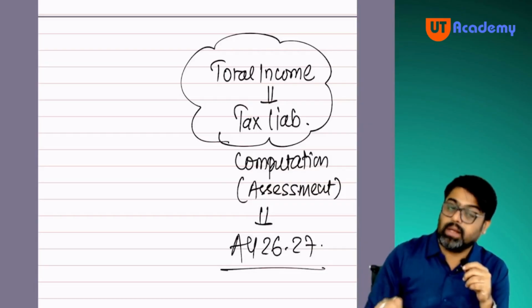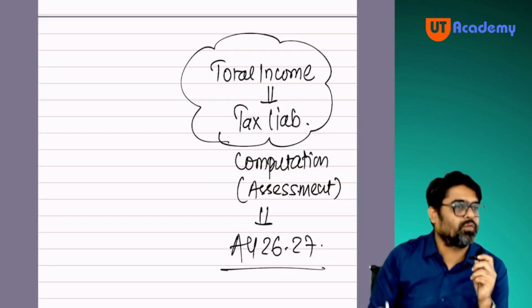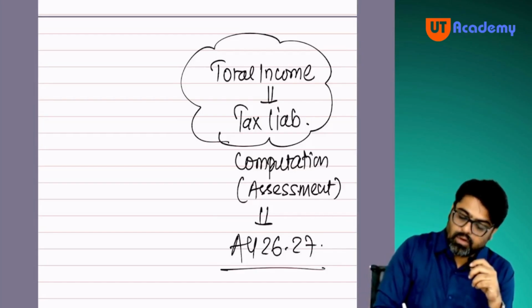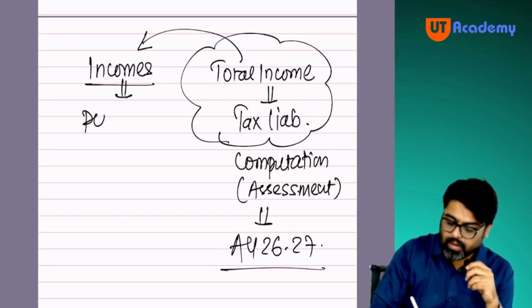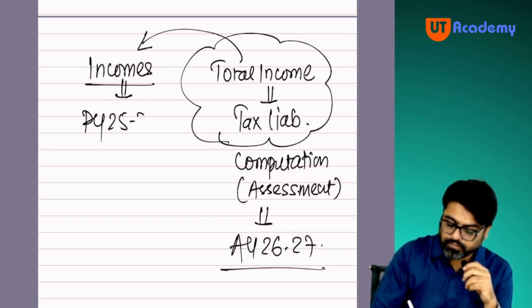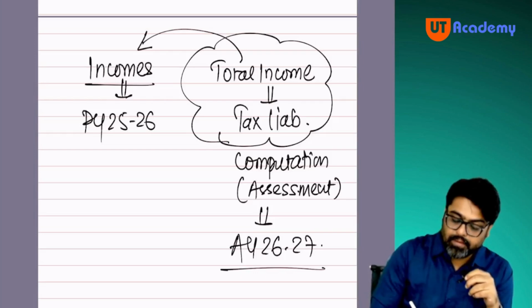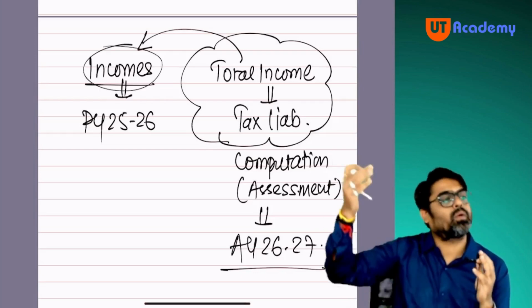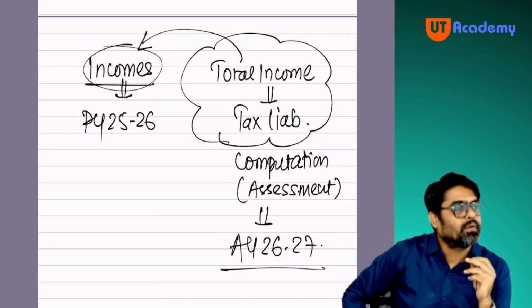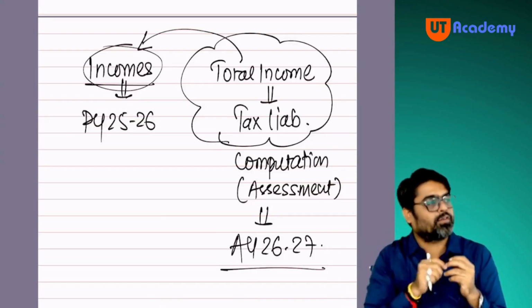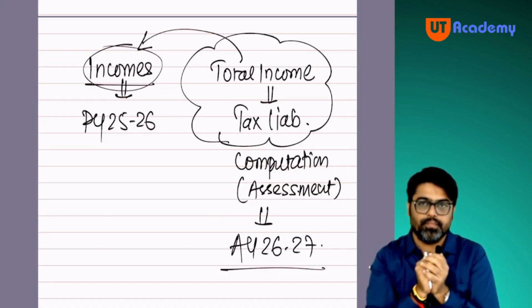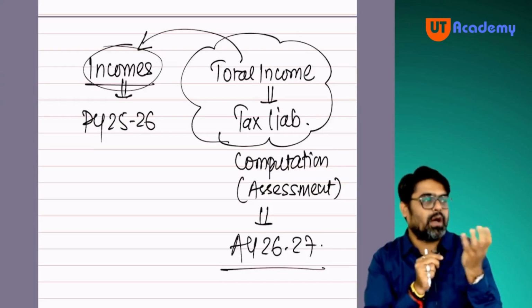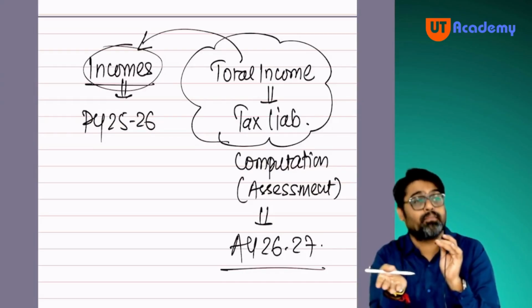But to calculate this total income, we need incomes which we earn in which year? To calculate the total income, we need incomes which we have earned during the previous year. And my previous year is? Yes or no? Now tell me, do you remember the process of calculating the total income? During the previous year 25-26, from 1st April to 31st March, what are my receipts? Out of those receipts, some receipts are my income.